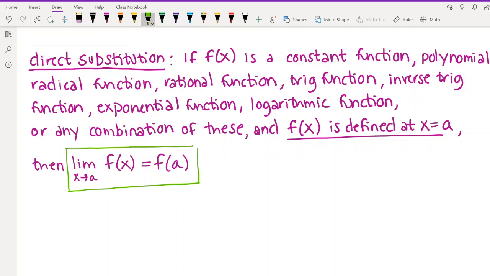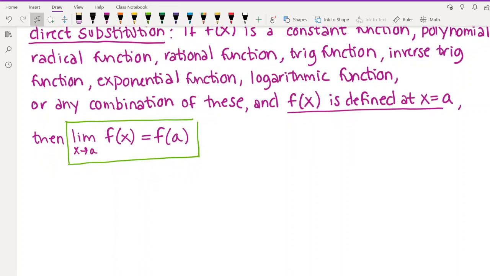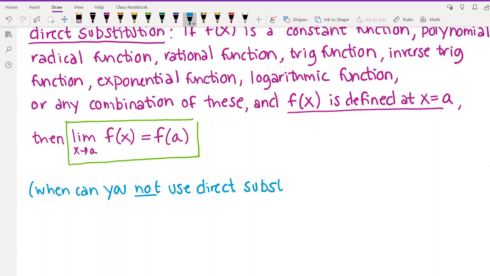So we'll do a couple of examples like that in a second, but I just want to make it clear, what are the situations where you cannot use direct substitution? So when can you not use direct substitution? Because really, if you look at that list of functions we came up with, that's like every type of function that you've really encountered, right? There's not really other types of functions out there for as far as what we'll even see in this class. So what are the situations where you cannot use direct substitution?